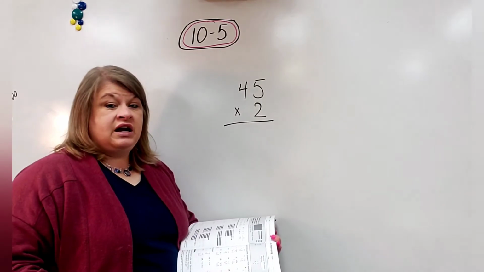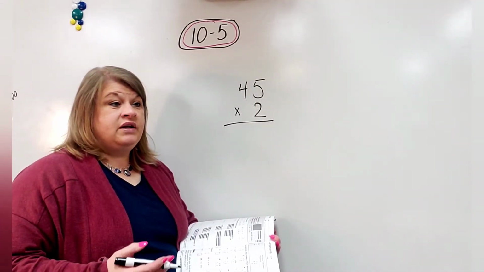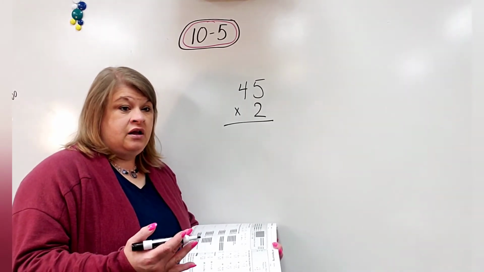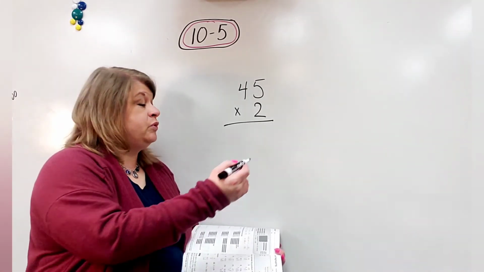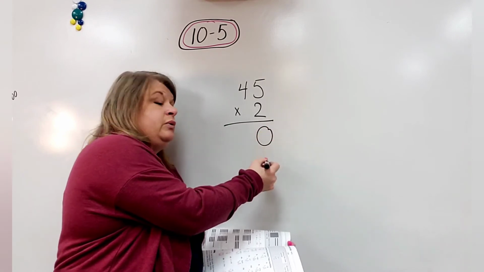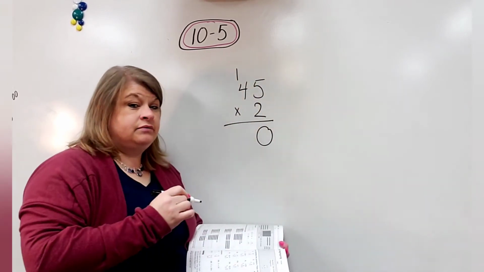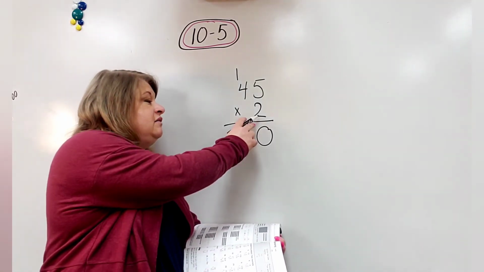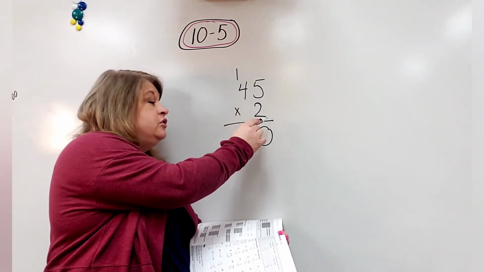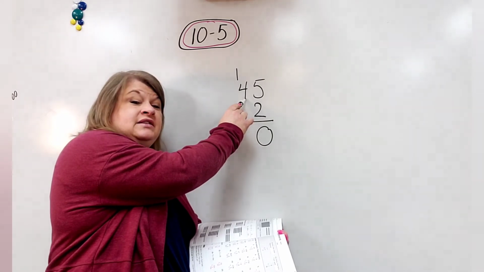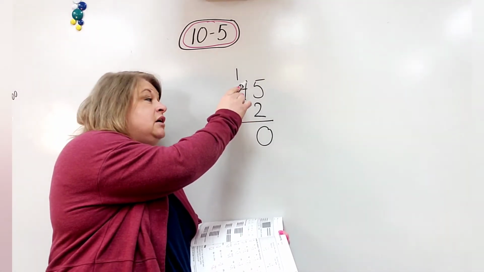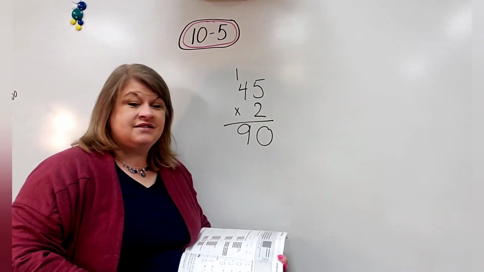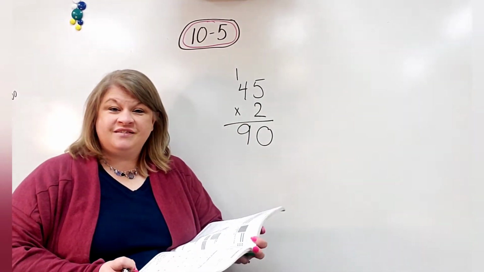We have 2 times 5. 2 times 5 ones is 10 ones, right? So what number's in the ones place? What digit? The 0. Where do we put the 1? Up at the top. Step 1 down. Step 2, we're going to multiply this times our tens. 2 times 4 tens is 8 tens. Then we're going to add 1 more, and that becomes 9 tens. See how that goes? Good.